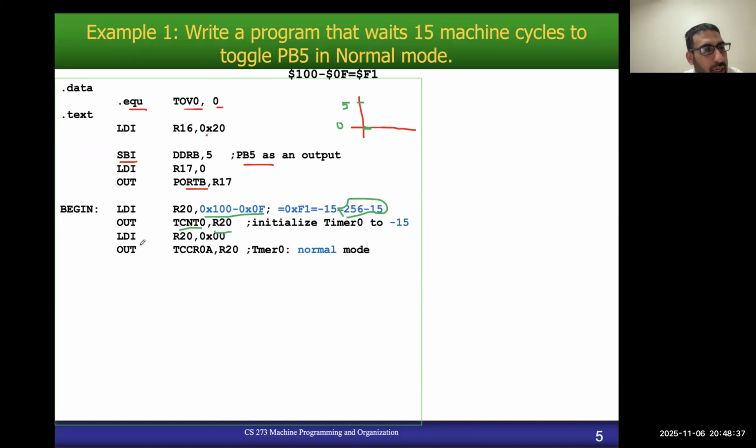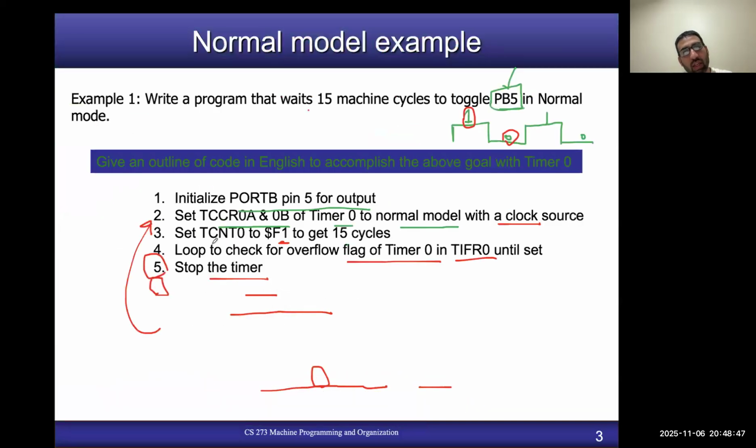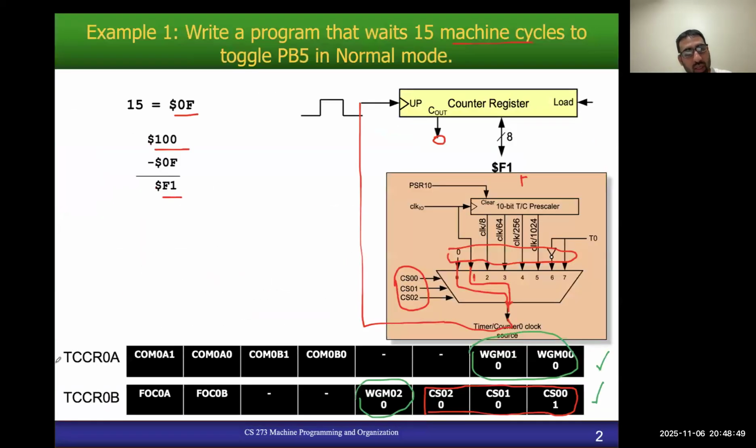Now, after that, we need to put the values in the control registers. So remember what value we had to put in the control register A. For that, we can go back to the figure with the previous slide. So we need to put all zeros in the control register A, and we need to put the value of 1 in the control register B, right?